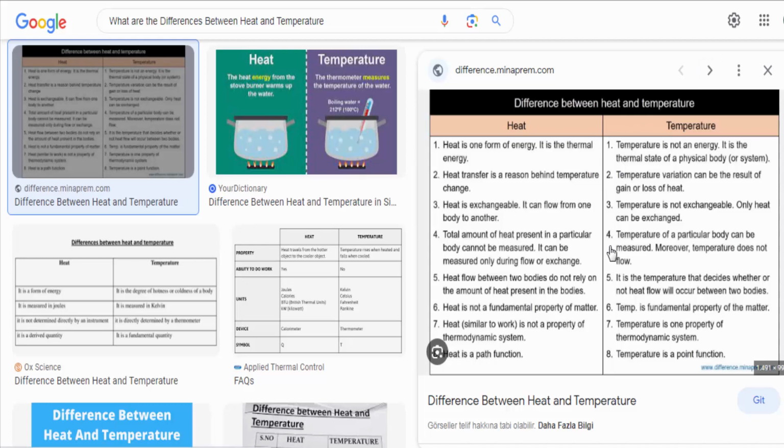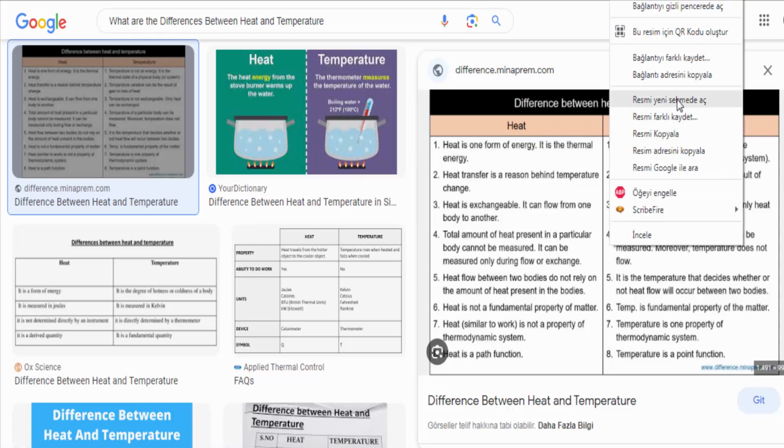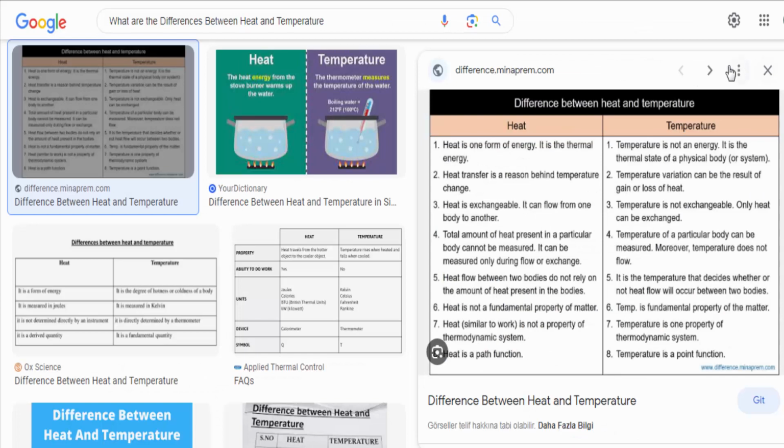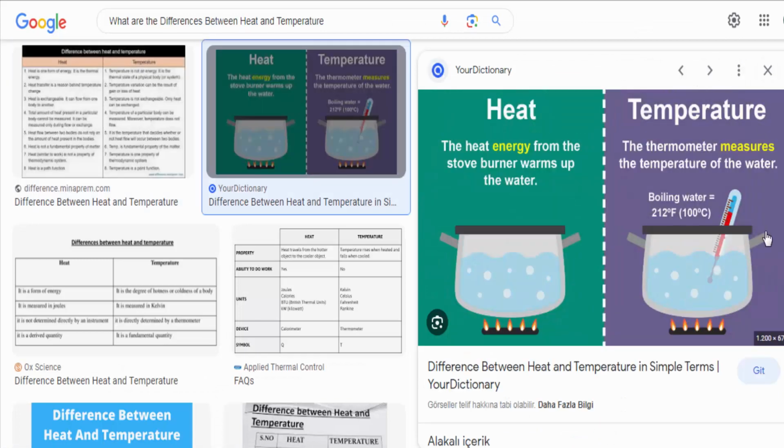Definition: Heat. Heat refers to the transfer of thermal energy between two objects or systems due to a temperature difference. It is the energy in transit. Temperature. Temperature is a measure of the average kinetic energy of the particles in a substance or system. It represents the degree of hotness or coldness of an object or system.